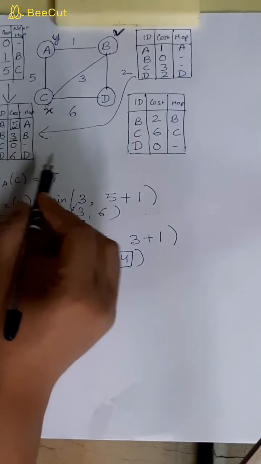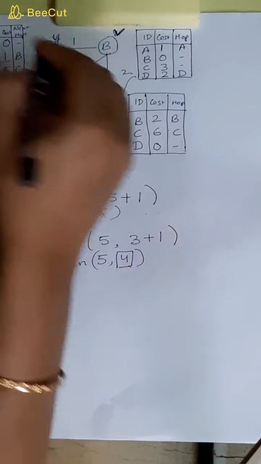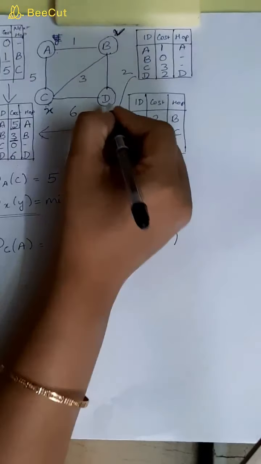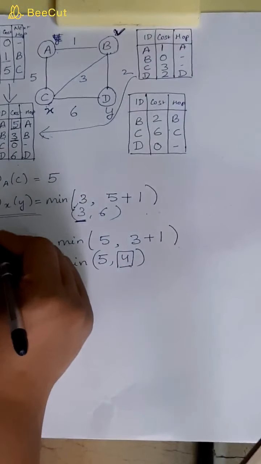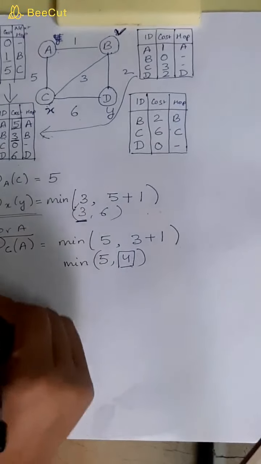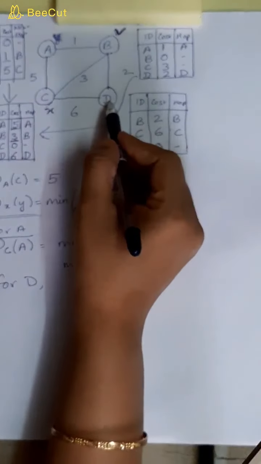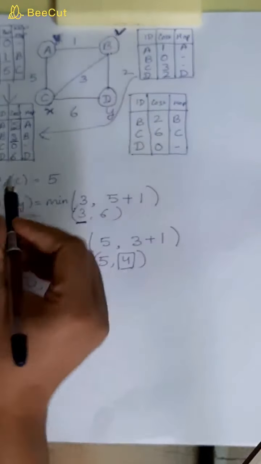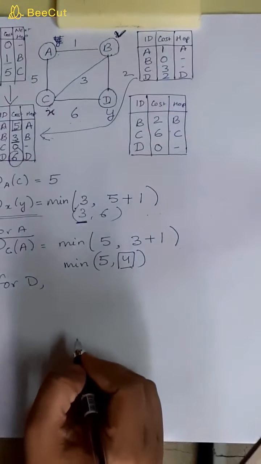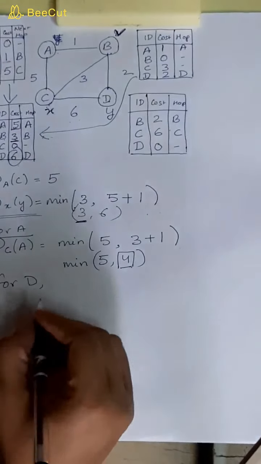Similarly, for D also, if we are estimating for D, then we'll take Y as D. Now if you'll see, this was for A. If we'll take for D, then what will happen? C. For D, the direct link from C to D is 6. See this entry. But if we'll take via B, then what will happen?